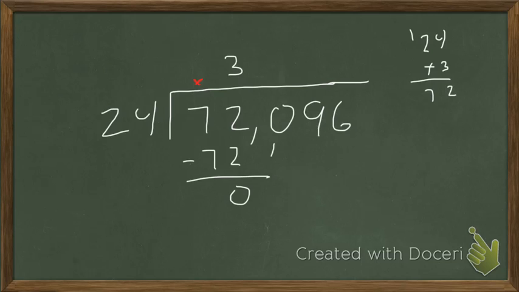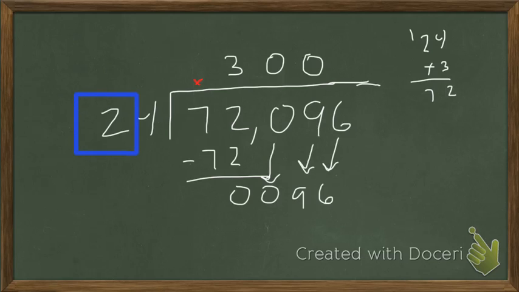Zero. And bring down this 0. So now how many times does 24 go into 0? And the answer is 0. Bring down my 9. How many times does 24 go into 9? 0 times. Bring down my 6. And I guess see how many times 24 can go into 96.